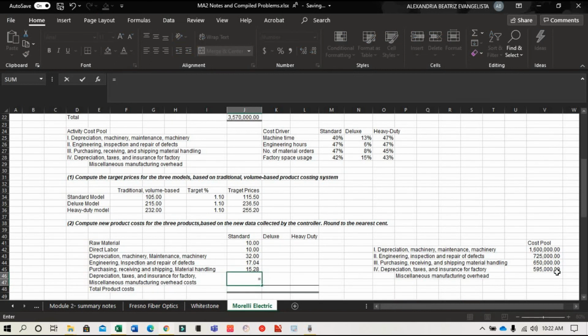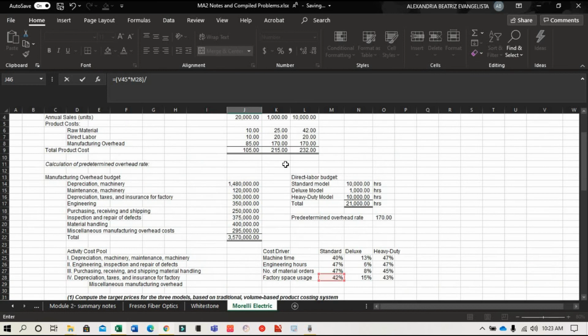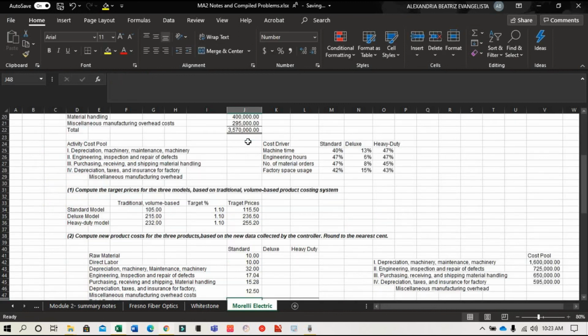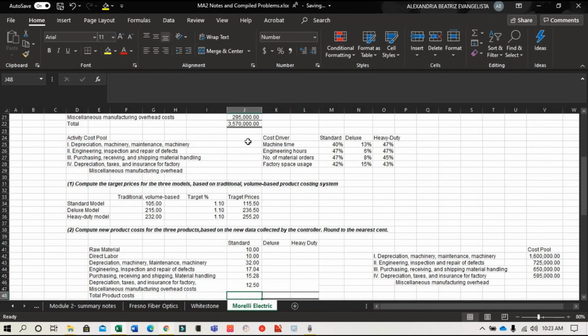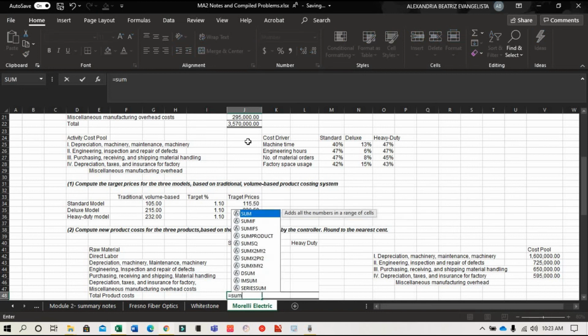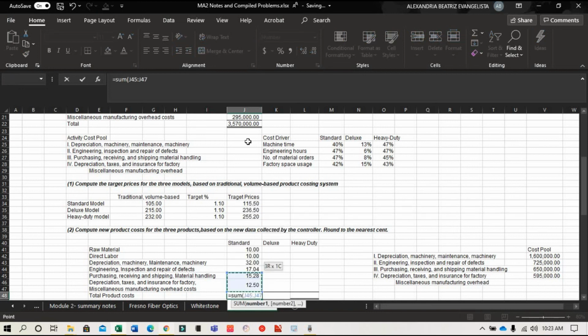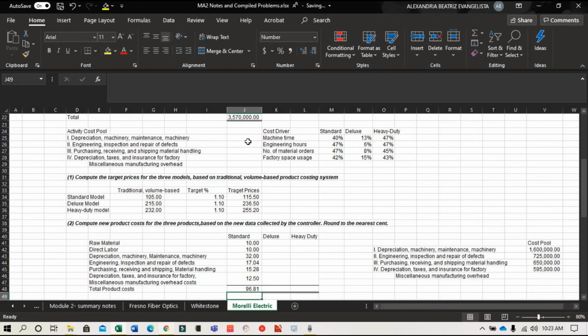And for the last activity pool, that is 595,000 multiplied by 42% for standard, and then divide it all by 20,000, and that would give us 12.50. And the total product cost of the standard model, based on the activity based costing, is 96.81. Now let's proceed on to the deluxe model.